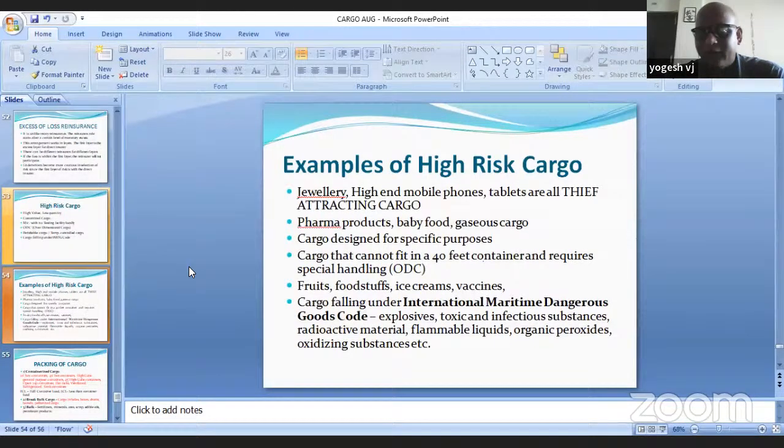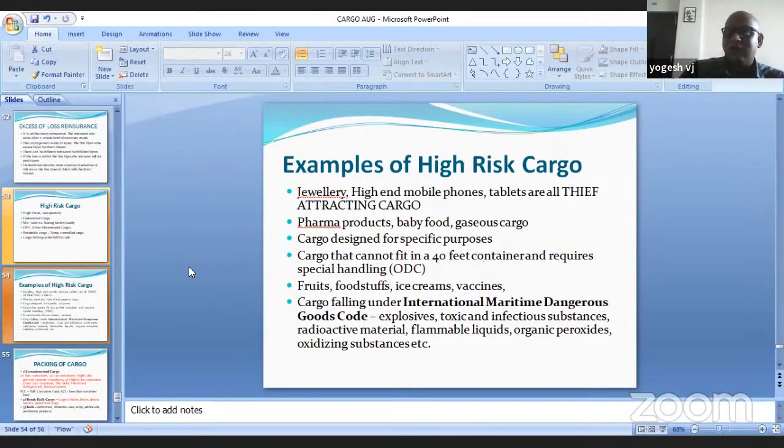Cargo designed for a specific purpose. Cargo that cannot fit in a 40-feet container and requires special handling is called ODC, over-dimensional cargo. A 40-feet container is the biggest container. Fruits, foodstuffs, ice creams, vaccines, all are temperature controlled.